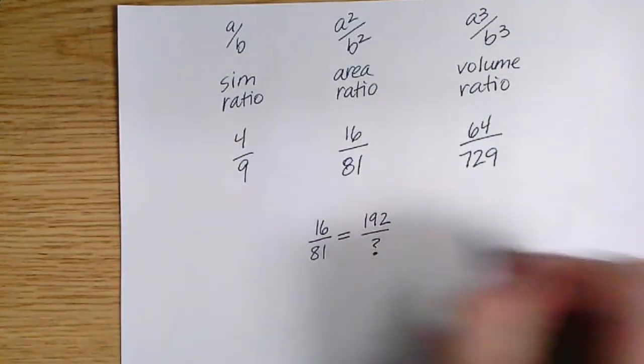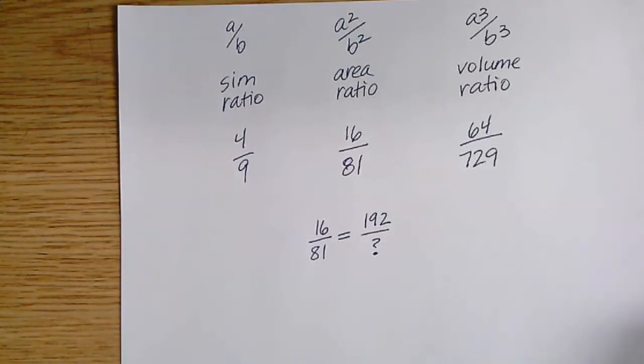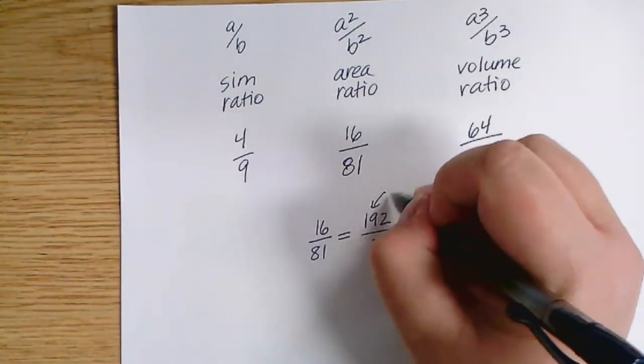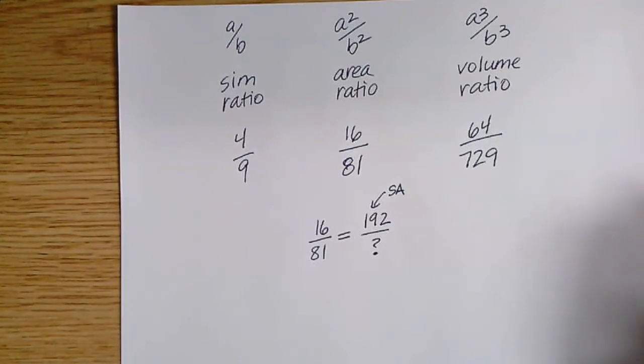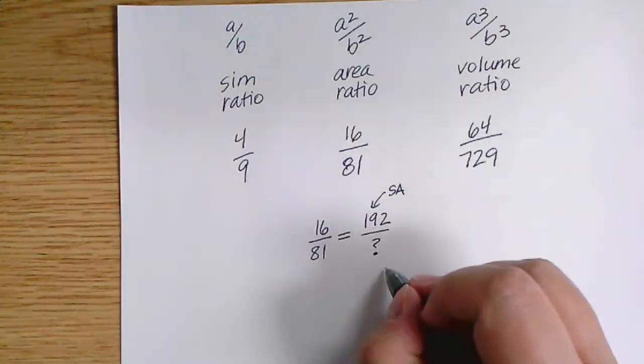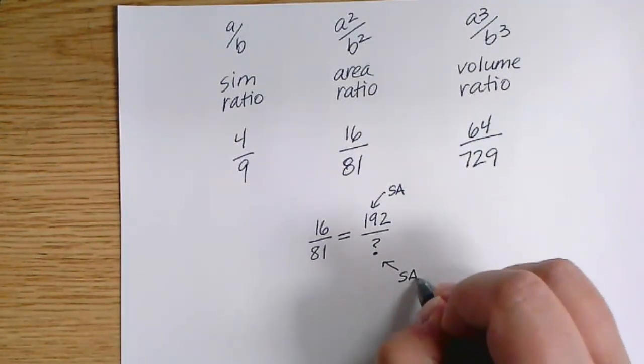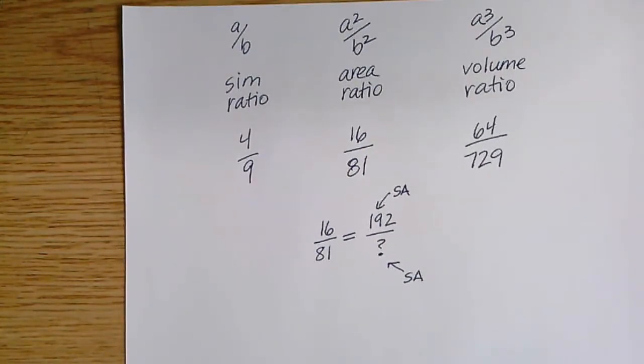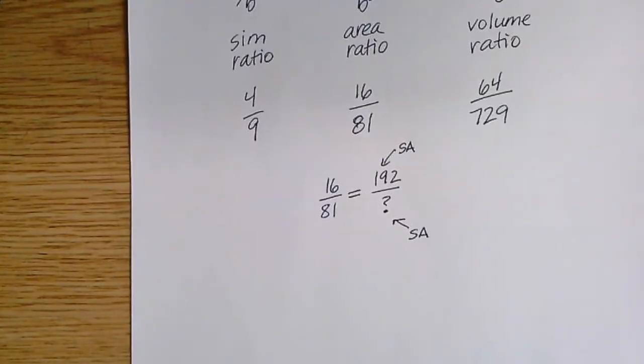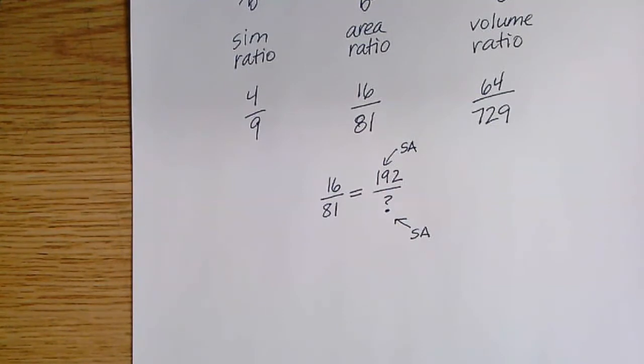And I'm trying to find the surface area of the larger figure. Sometimes we say SA for surface area. This is the surface area of the smaller, and I need the surface area of the bigger. This is my proportion that I'm going to solve, and I'm going to solve it by cross multiplying.